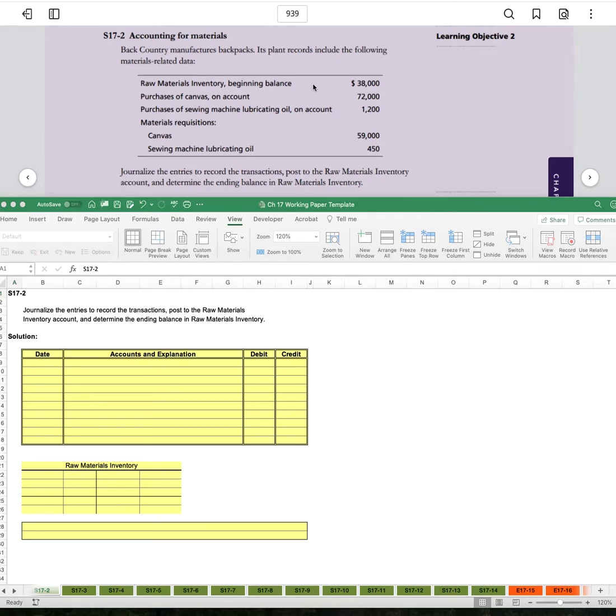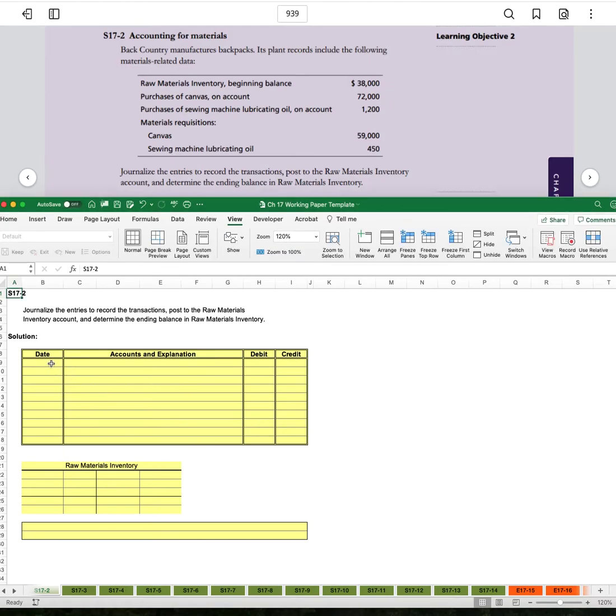And I have the textbook pulled up top, the working paper template down in the bottom so that we can work this problem in Excel. Backcountry manufactures backpacks. Its plant records include the following materials-related data: raw materials inventory beginning balance, purchase of canvas on account, purchase of sewing material or sewing machine lubrication oil on account, materials requisitions for canvas and the lubricating oil. And then it says, journalize these entries to record the transactions, post the raw materials inventory account, and determine the ending balance in raw materials inventory.